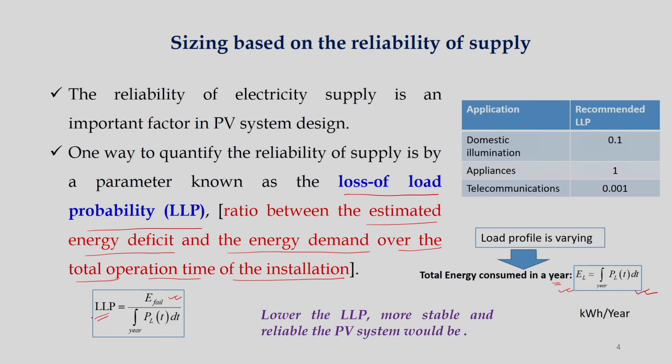The value of LLP for domestic illumination is about 0.1, which is recommended by international societies, and for other appliances it's 1, but in telecommunication it is 0.001. These values we should keep in mind while designing the system with reliability of supply. So, what we understand is, the lower this LLP, the more stable and reliable the PV system would be. This is a very, very important observation about the reliability of supply.